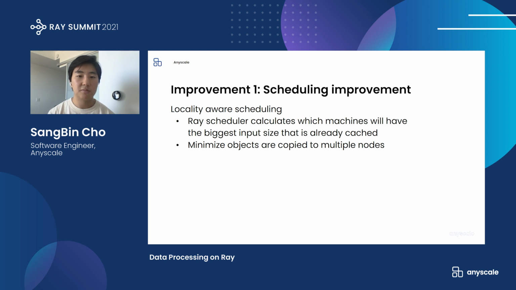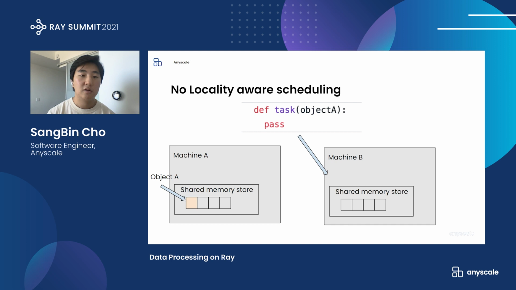Then let's start looking at some architectural improvements we've made to support distributed shuffle at scale. The first improvement we made was to improve scheduling. Originally, Ray didn't take into account locality information when scheduling. And we realized this caused a couple of issues. So before explaining more about this, let's actually see a diagram.